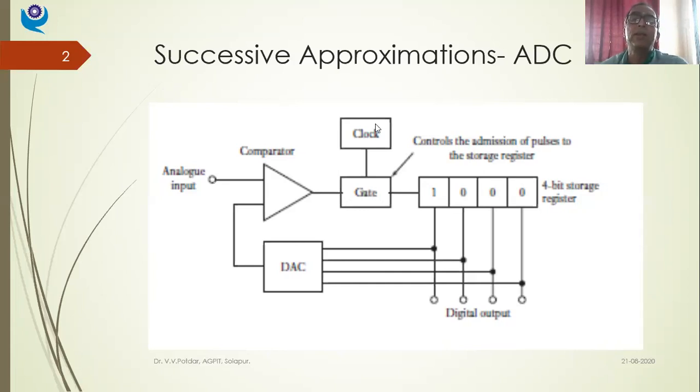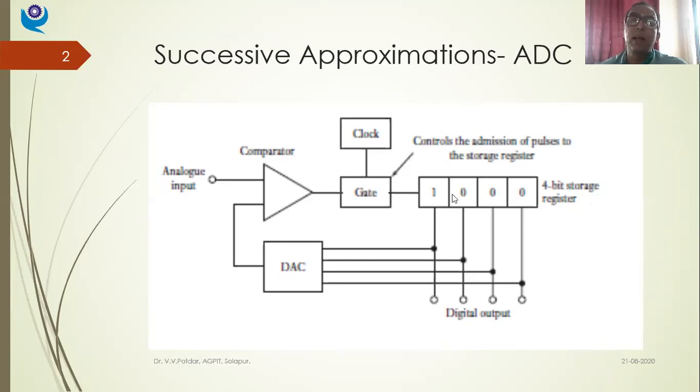Then you have the clock. Just now we talked about how, for A to D conversion, I should have some reference clock which is generating pulses with my desired frequency, isn't it? Which will be helping me in chopping down the analog voltage. Okay, so this is the clock, and the gate allows either the signal from the clock or from the op-amp, right? And then the output from the gate is given to a 4-bit storage register.